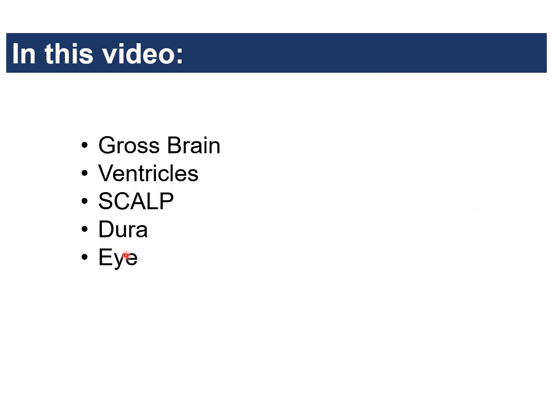In this video, we will discuss gross brain very superficially, especially if you were in neuro. This is a much more superficial approach to the discussion of the brain. We'll spend the bulk of our time, though, talking about the ventricles, the scalp and dural reflections that create the dural sinuses, as well as discuss the eye. So there's a lot in this video.